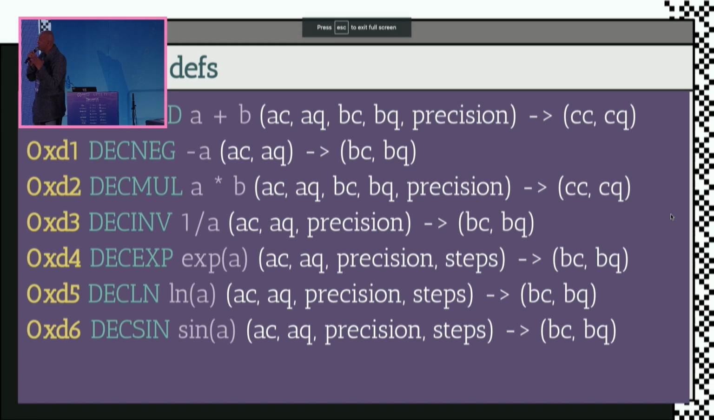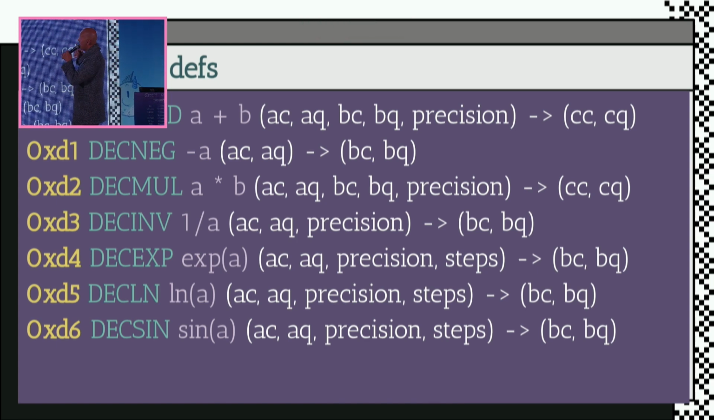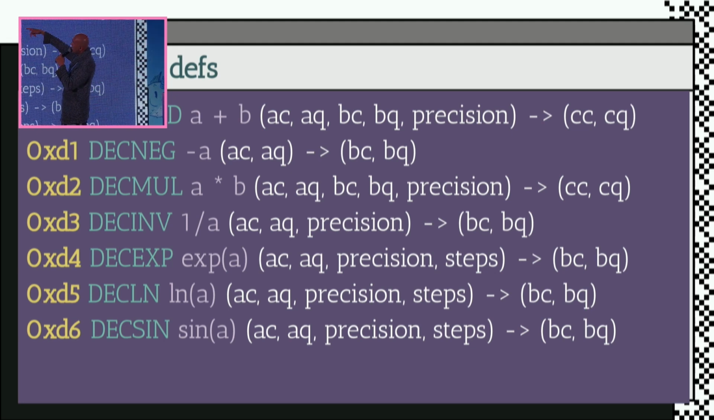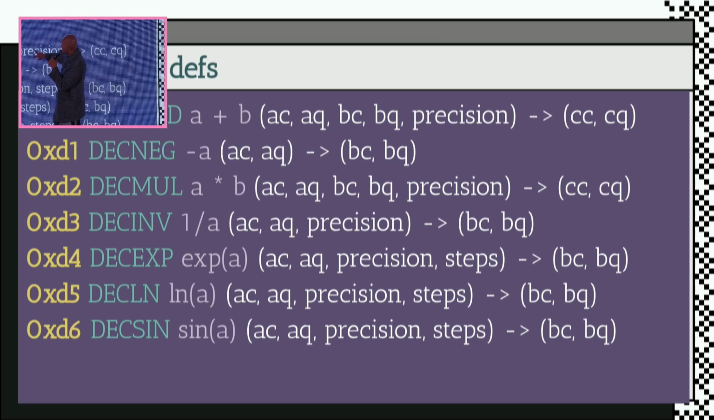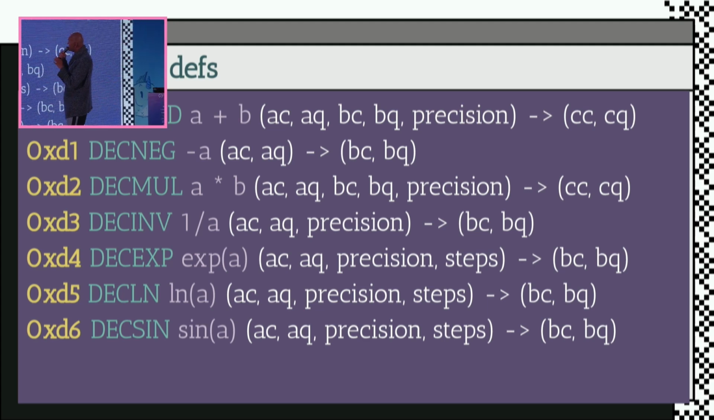These are suggestions for new opcodes, D0 to D6, that allow you to work with and manipulate decimal numbers as we just defined. We have arithmetic: adding, negating, multiplying, and inversing, right? And so with inversing and multiplying together, you can get division. With negation and adding, you can get subtraction. And these work on the decimal values.